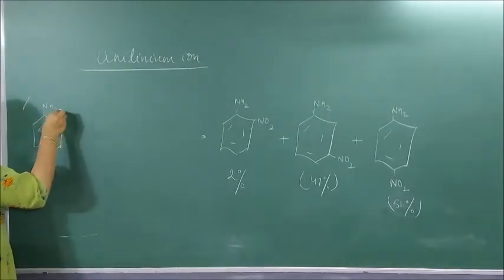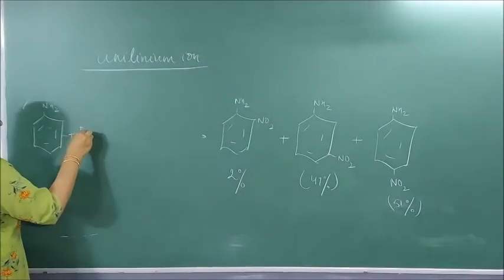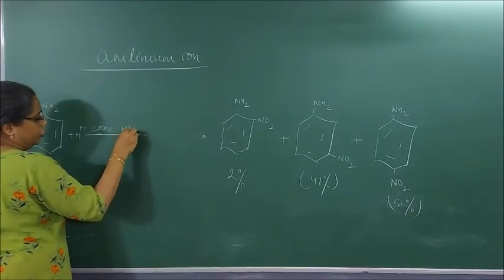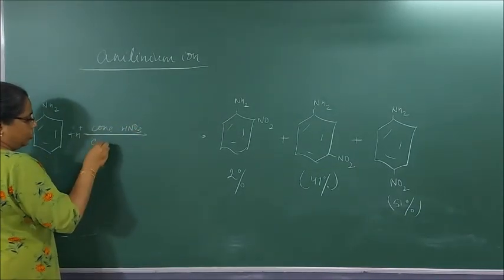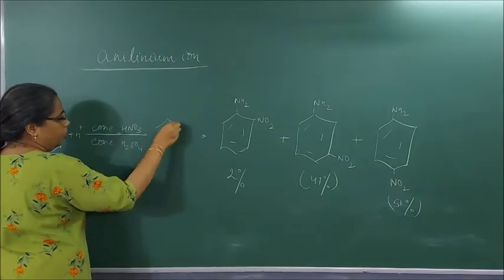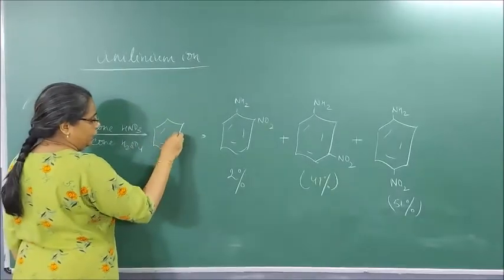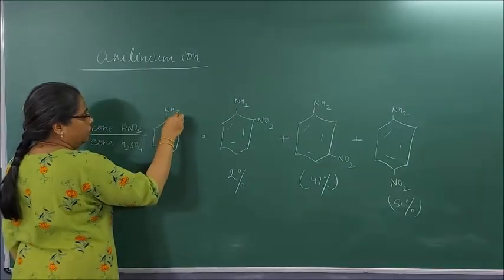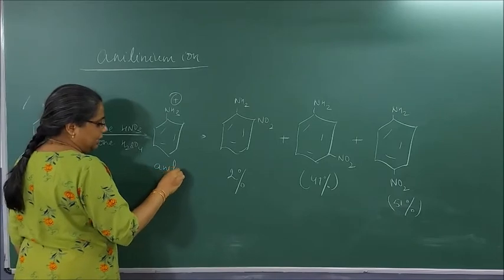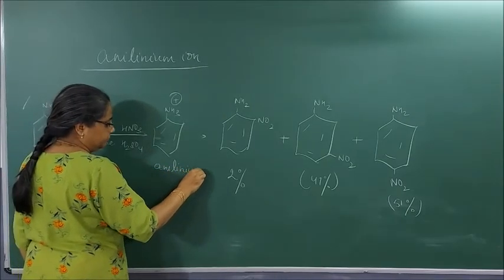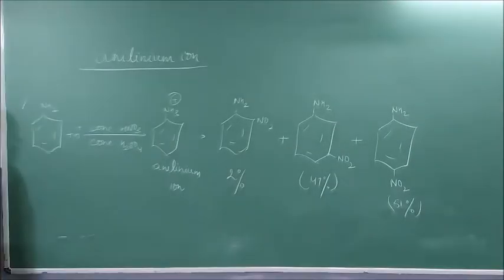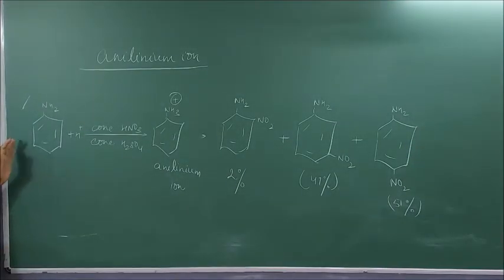C6H5NH2 plus H plus, in the presence of concentrated HNO3 and concentrated H2SO4, forms C6H5NH3 plus. This is called the anilinium ion. Is it clear? So this is a very typical reaction.